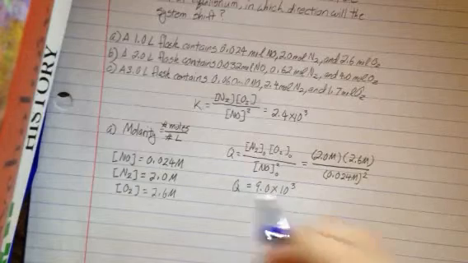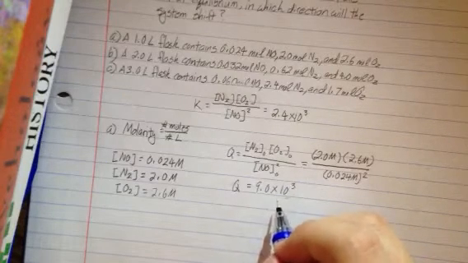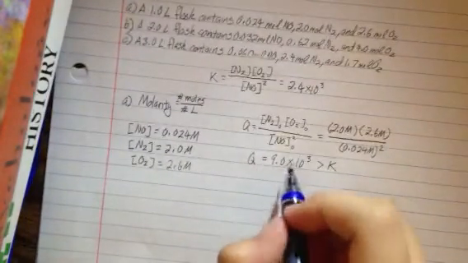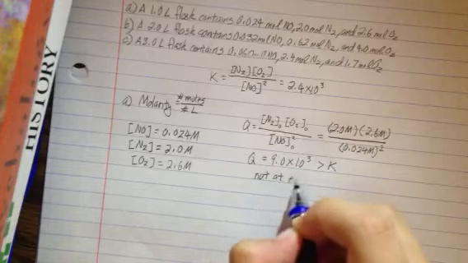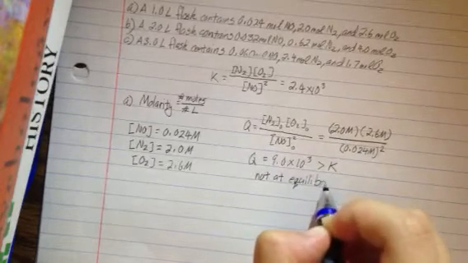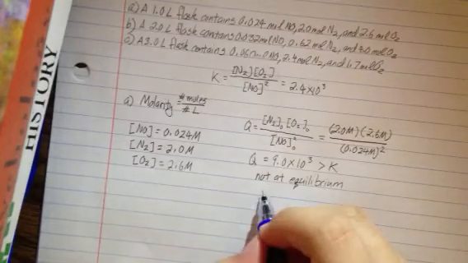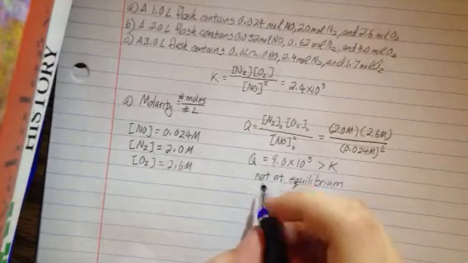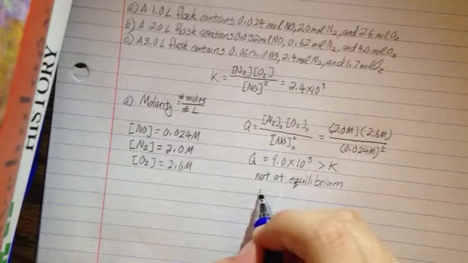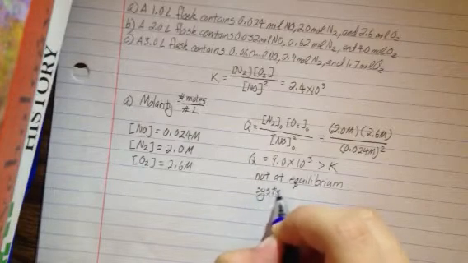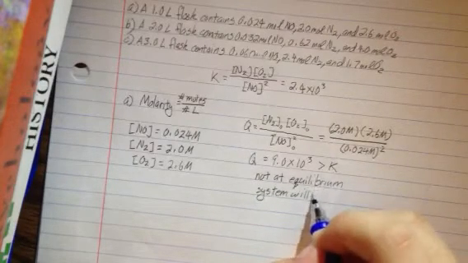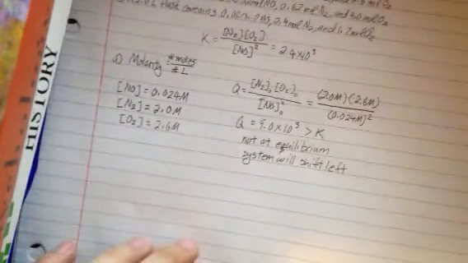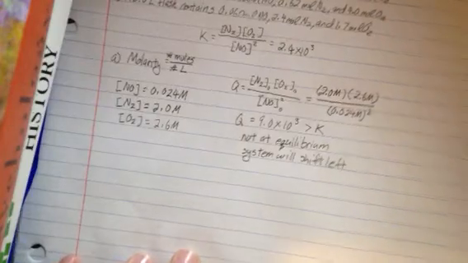So okay, Q is 9.0 times 10 to the third, which is greater than K. So the system is not at equilibrium. And since Q is greater than K, there are more products. So since there are more products, the system will shift left. So, that answers both questions.